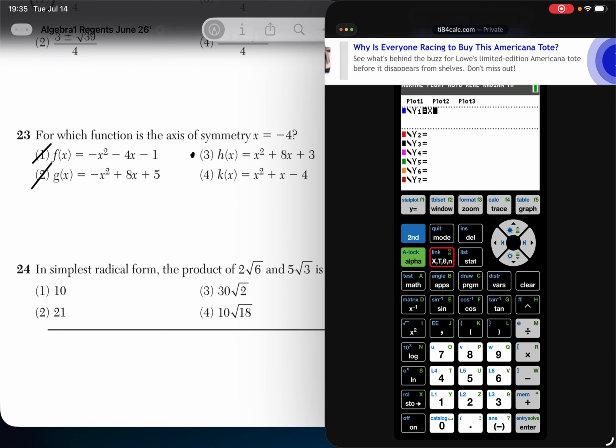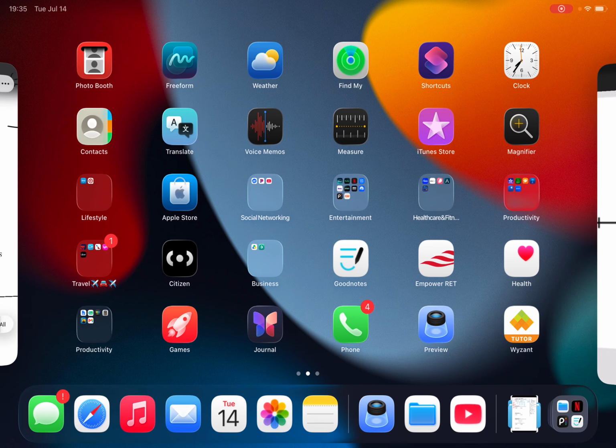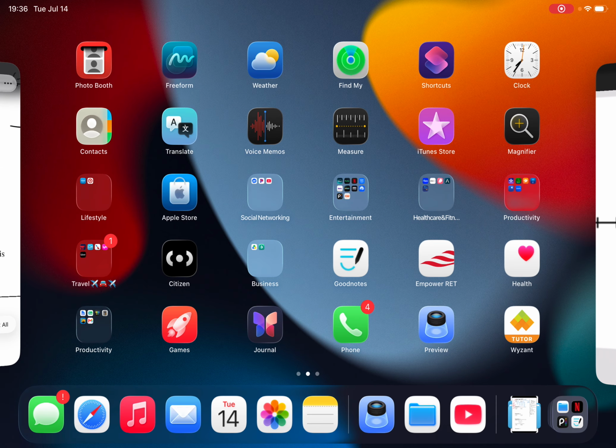So we have x squared plus x minus 4. Graph that. And as you notice, this is nowhere near -4. It's -4 on the y-axis where y equals -4, not where x equals -4. So this answer would be incorrect. So our only correct answer would be answer choice number 3.